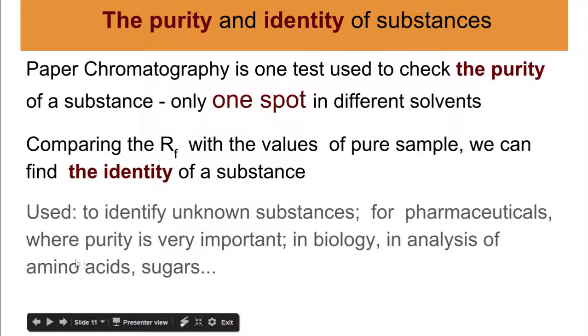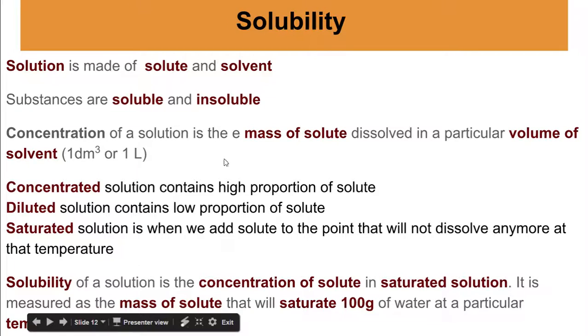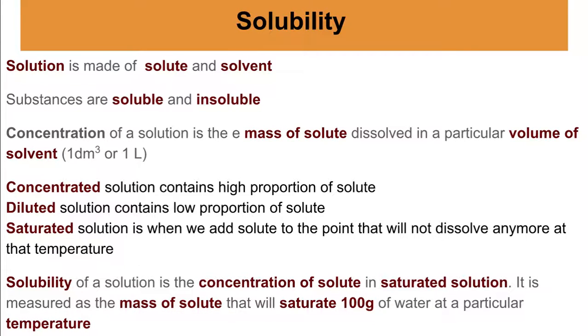Like in amino acids, I said we use locating agents because we don't see colors. We mentioned solubility a lot during this talk, and I want to stop now and explain what solubility is. We said that a solution is made of solute and solvent. The solute is the solid, and the solvent is the liquid. Substances are soluble or insoluble. Soluble ones dissolve, and insoluble ones don't dissolve.